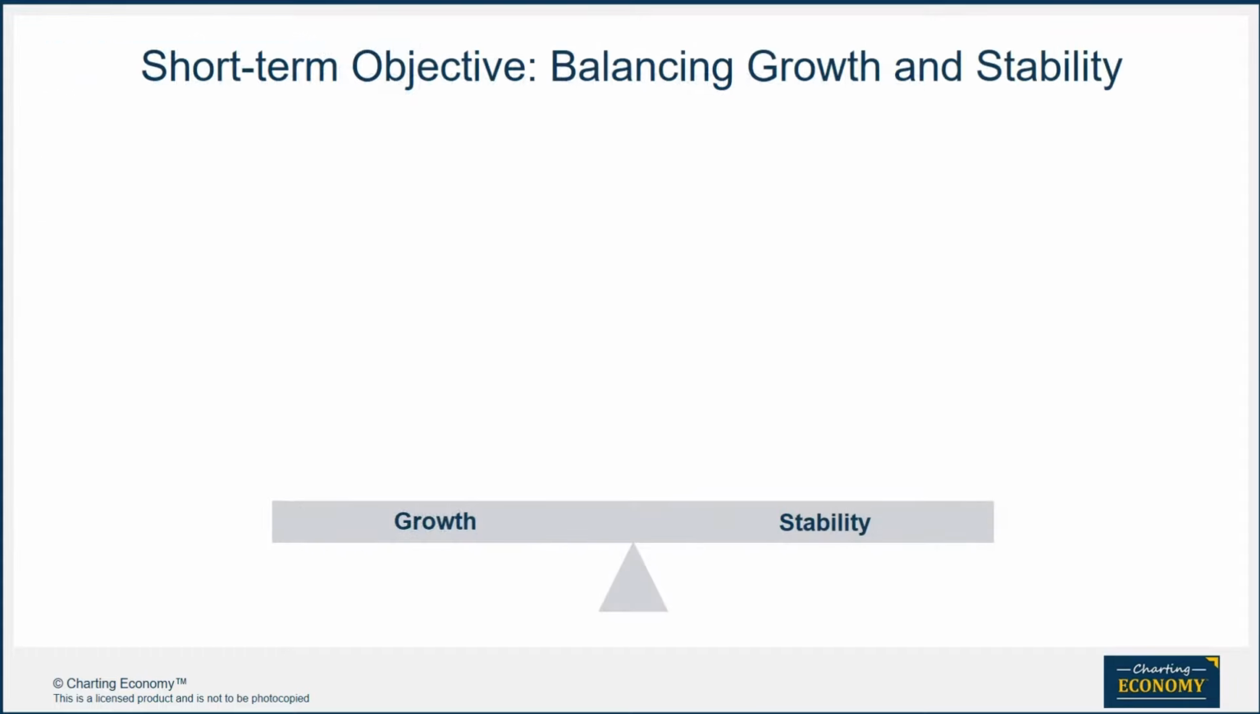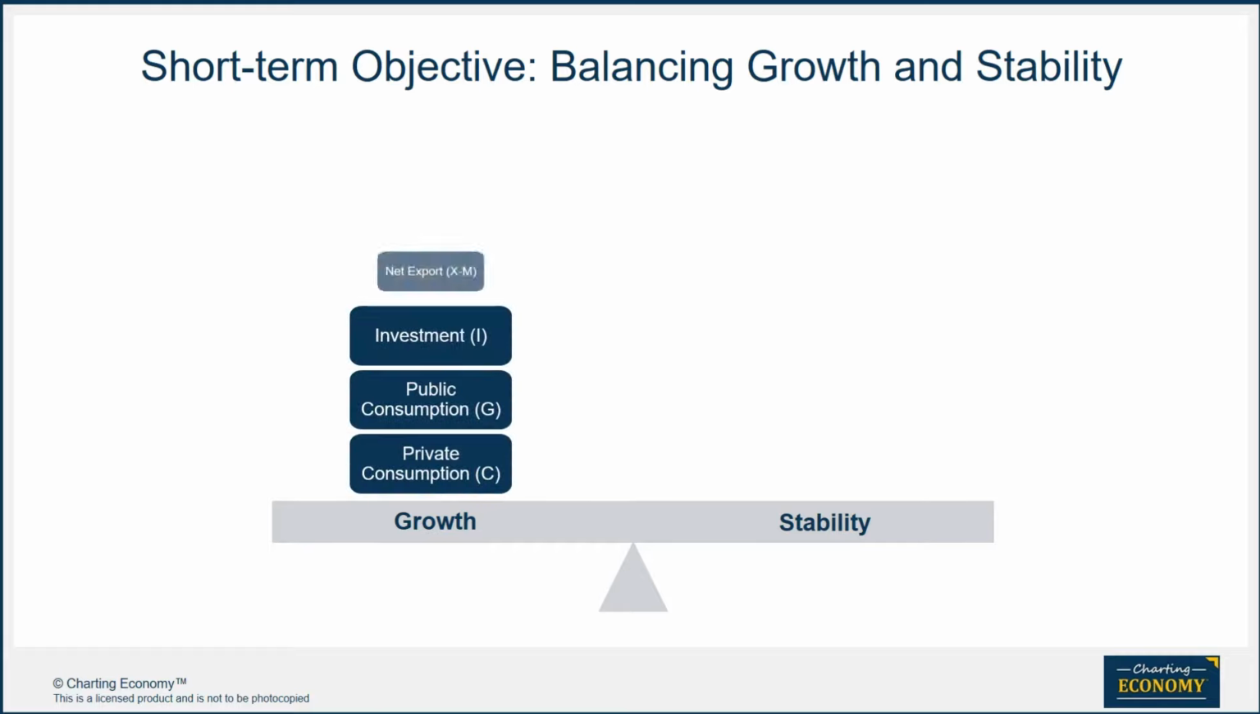The short-term objective of economic policymakers is to balance growth and stability. They can stimulate growth through these four engines on the expenditure side: private consumption, public consumption, investment, and net export. Increasing employment usually is the immediate target for short-term growth stimulus policies.